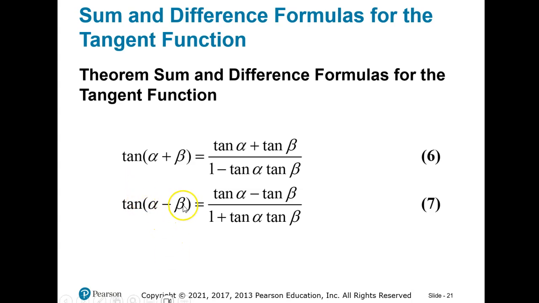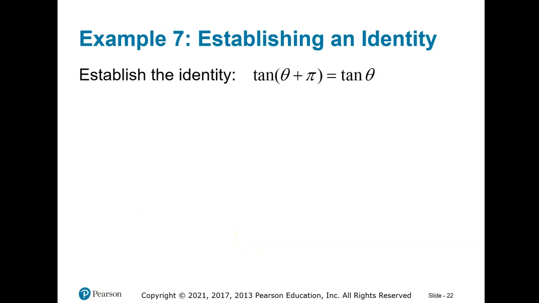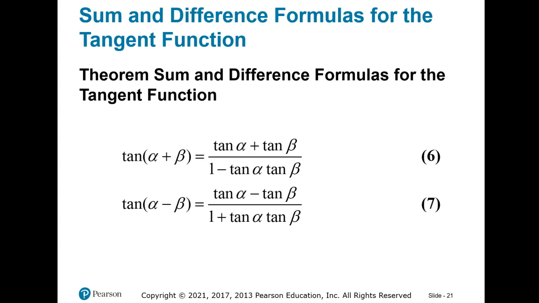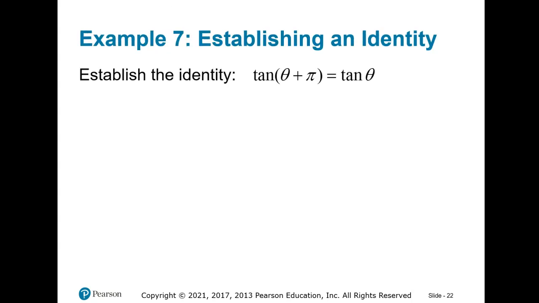When it's tangent subtraction, when we're subtracting inside the tangent, again, think of it like the distributive property: tangent alpha minus tangent beta in the numerator, and then we change the sign when we do the 1 and the multiplication between the two. Once again, if I'm doing an identity and I see the tangent of something plus something, I'm using that top formula. So I'm going to use formula number 6: tangent alpha plus tangent pi, over 1, because it's plus up top, minus tangent alpha times tangent pi.